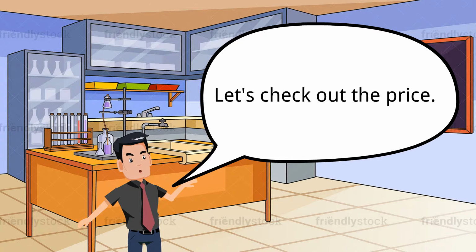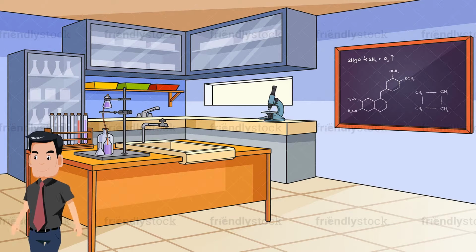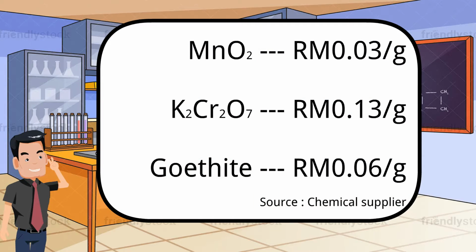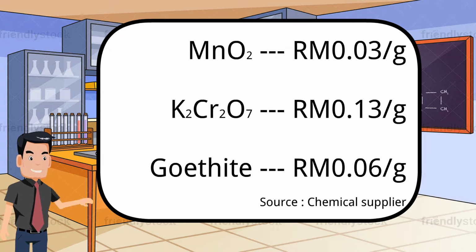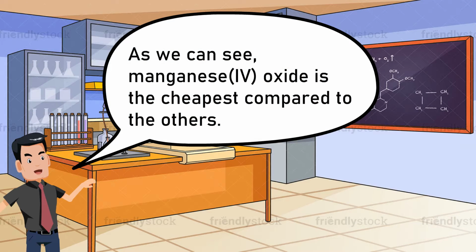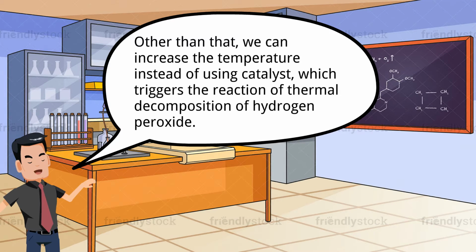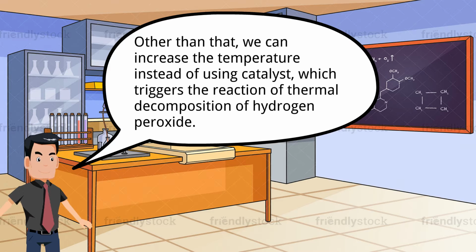Let's check out the price. Manganese(IV) oxide is RM 0.03 per gram, whereas potassium dichromate(VI) is RM 0.13 per gram and goethite is RM 0.06 per gram. As we can see, manganese(IV) oxide is the cheapest compared to the others. Other than that, we can increase the temperature instead of using catalyst, which triggers the reaction of thermal decomposition of hydrogen peroxide.